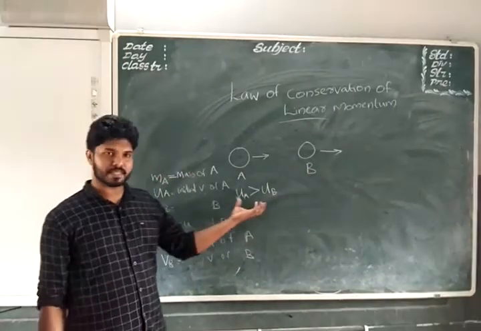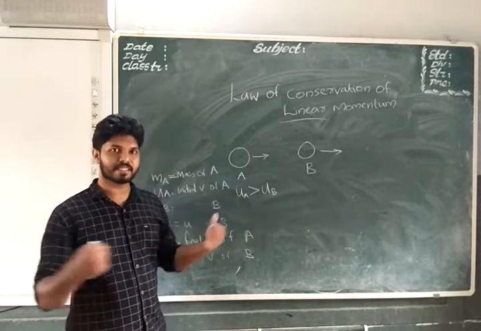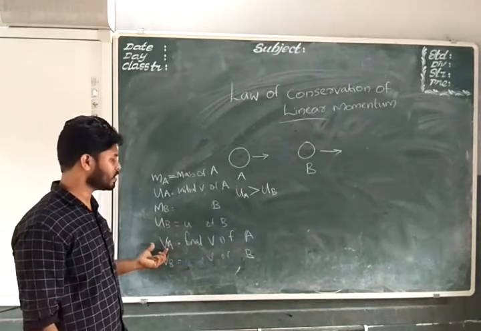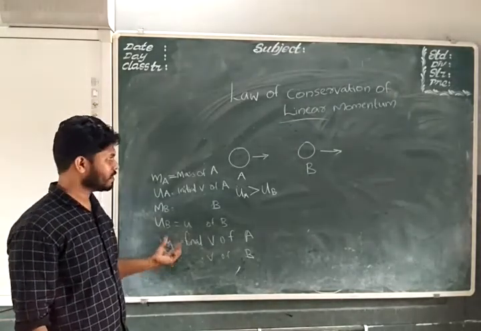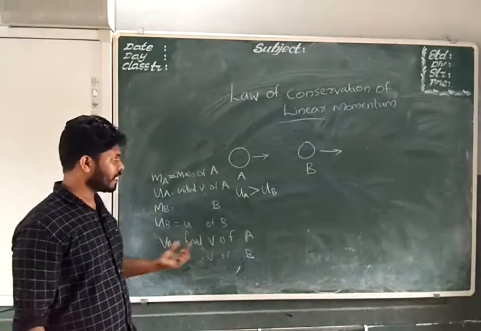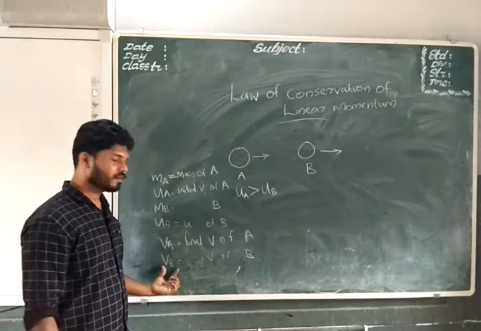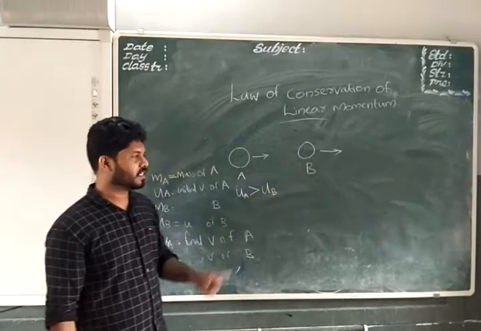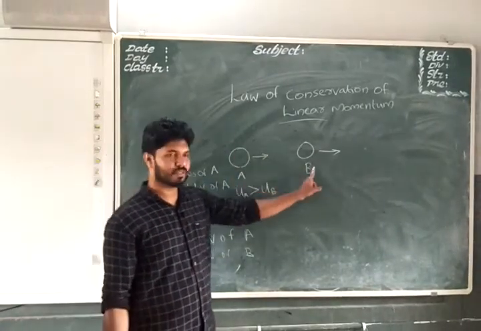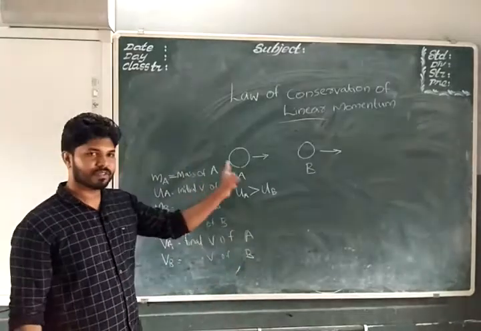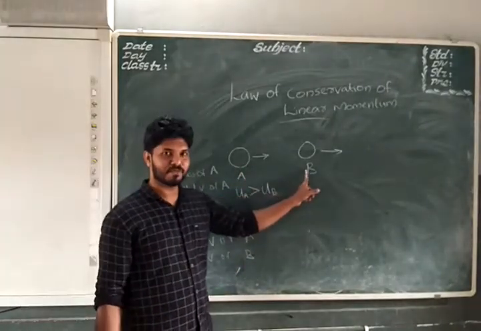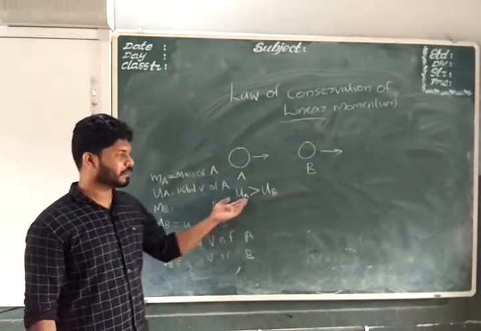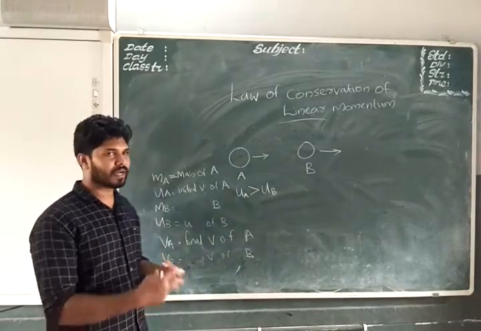So after some time, as ua is greater than ub, they collide with each other and now they travel with a different speed. It's not the same as in the case of the initial speed. So their final velocity for ball A is given by Va, and the final velocity of ball B is given to be Vb. Is it clear? Ma is the mass of A, mb is the mass of B. Initial velocity of A is ua, initial velocity of B is ub. Final velocity of A is Va, final velocity of ball B is Vb. Okay, don't confuse them. Now as ua is greater than ub, after some time they collide with each other.